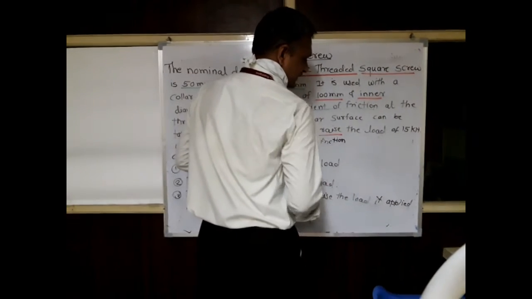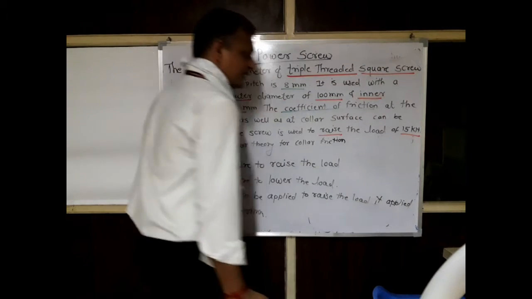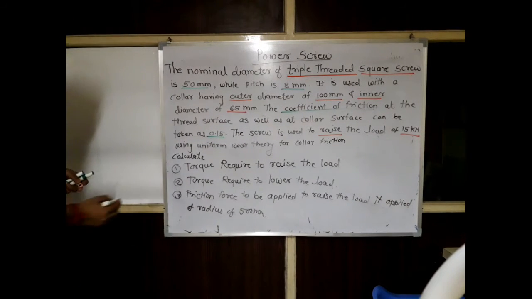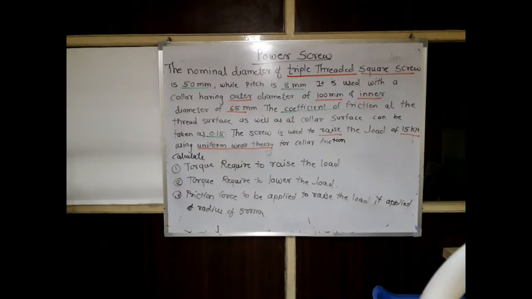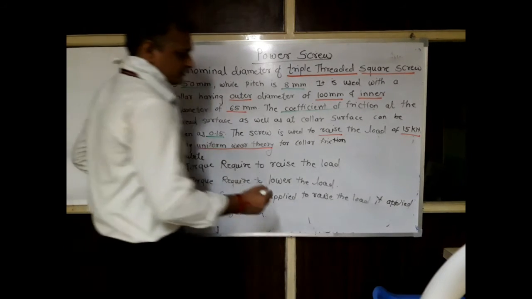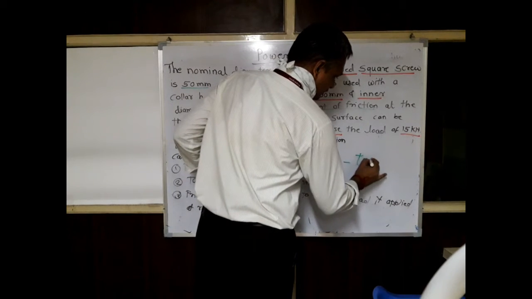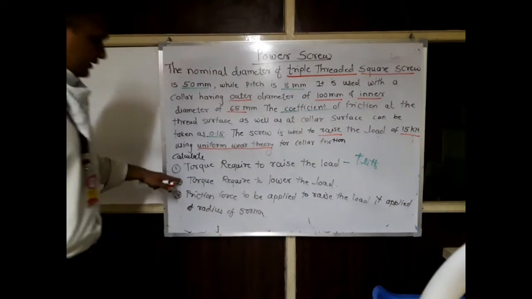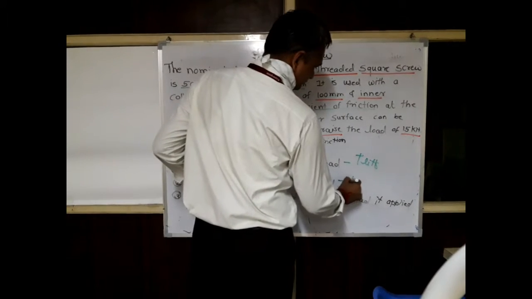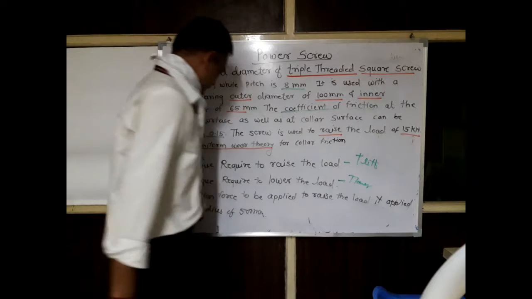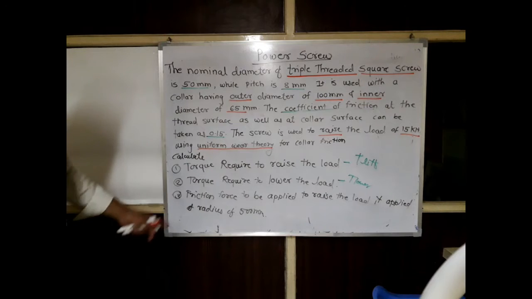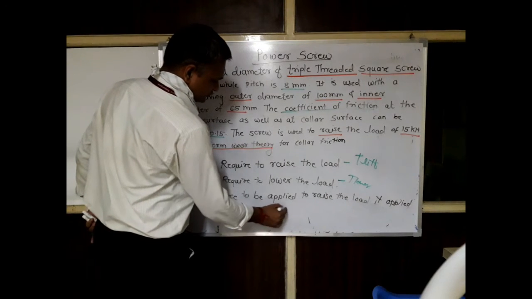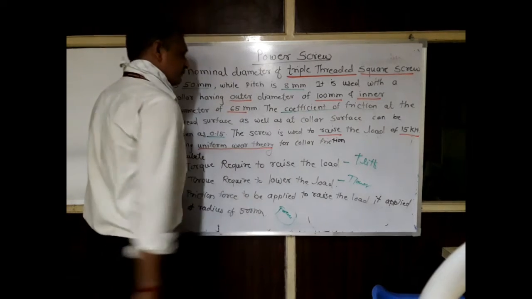The important thing is that it is being used to raise the load of 15 kilonewton using uniform wear theory. We want to use the uniform wear theory for the collar friction. Then we need to evaluate the torque required to raise the load, that means T lift. Then torque required to lower the load, T lower, and the force to be applied to raise the load if applied at a radius of 50, that means force to be applied at the end of the hand wheel.